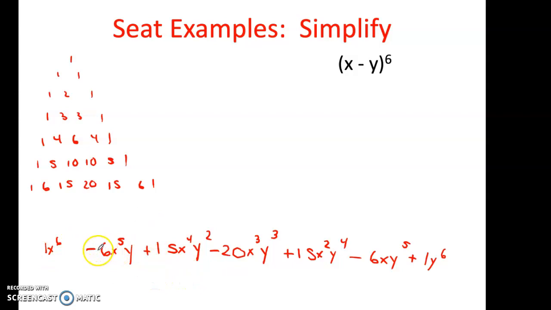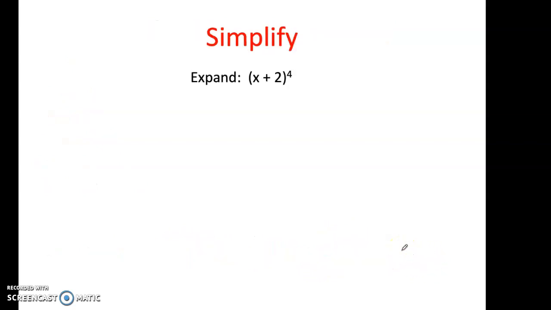Now, why does it start alternating with negative and not plus? Because you're looking at your y's here. You're minusing a y, so you're doing y to the 1st power, which is negative y squared, which when you square, it's going to be positive. All the even exponents on the 2nd term are all positive.